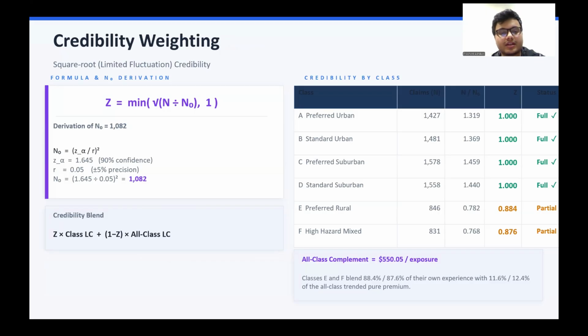And with trended pure premium in hand, we apply square root credibility. The full credibility standard is 1082, derived from the limited fluctuation formula, Z alpha over R, all squared, using 90% confidence and plus or minus 5% precision. Classes A through D all exceed 1082 claims and receive full credibility. Their indication rests entirely on class experience, and class E and class F are partially credible with Z values of 0.884 and 0.876. Their blended loss cost is pulled towards the all-class complement of $550 per exposure.